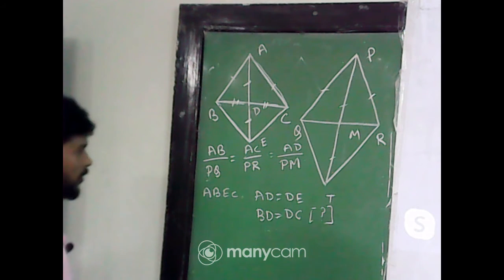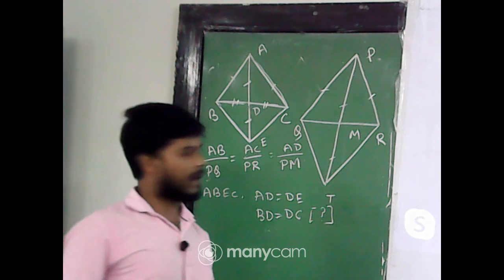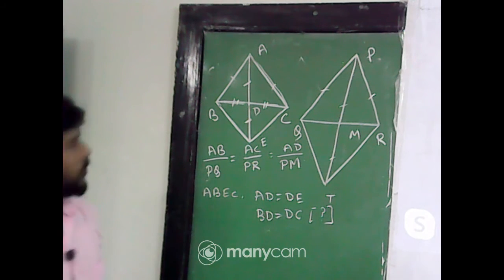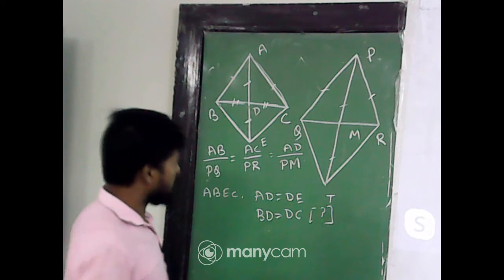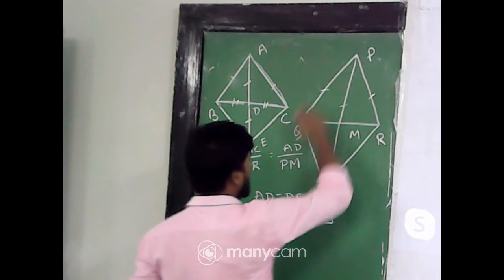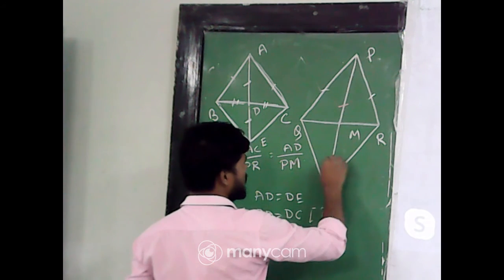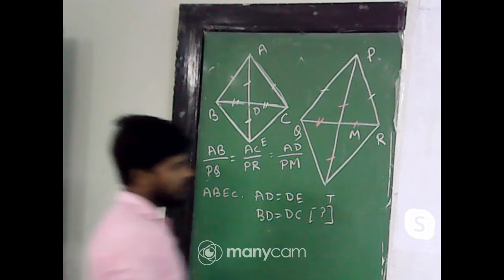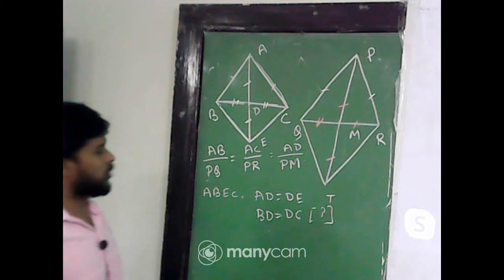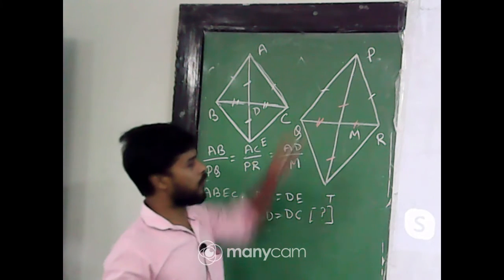Yes, it is a parallelogram. Very good. It's called a parallelogram because in a parallelogram the diagonals bisect each other. So ABEC is a parallelogram. Similarly, if you look at this quadrilateral PQTR, we can find that these two lengths are equal, and also these two lengths are equal, meaning QM and MR are equal. So in quadrilateral PQTR, the diagonals are bisecting each other. That means this is also a parallelogram.